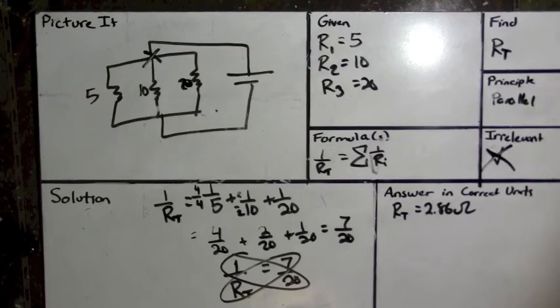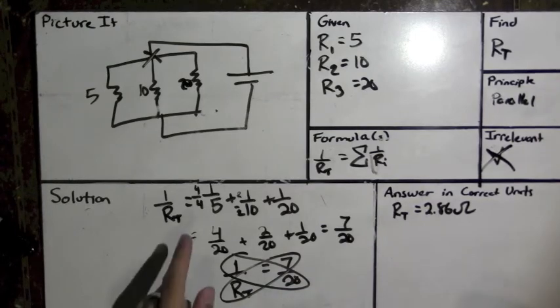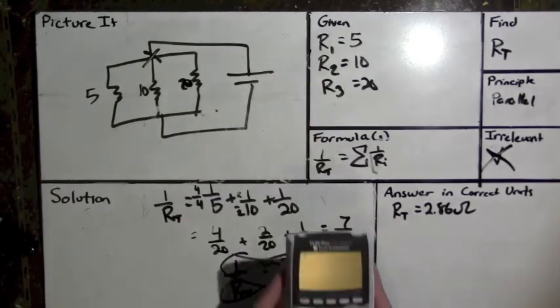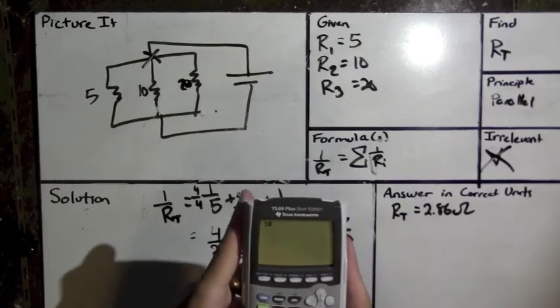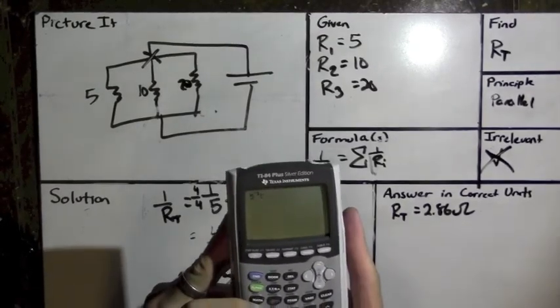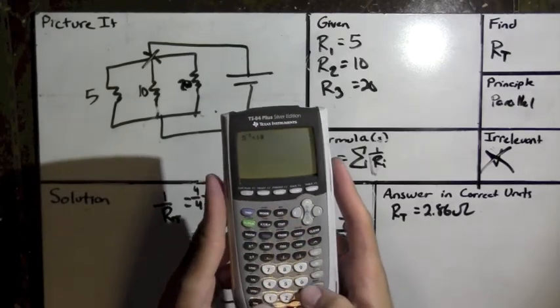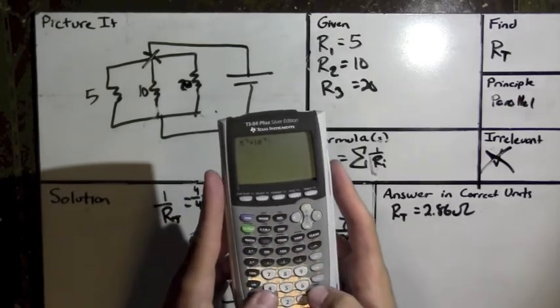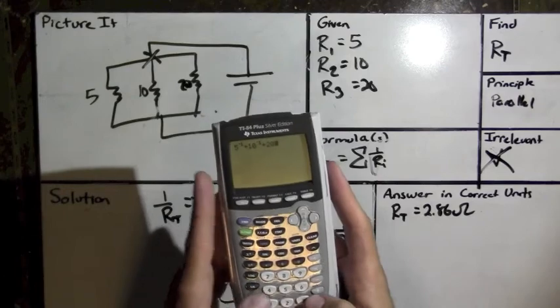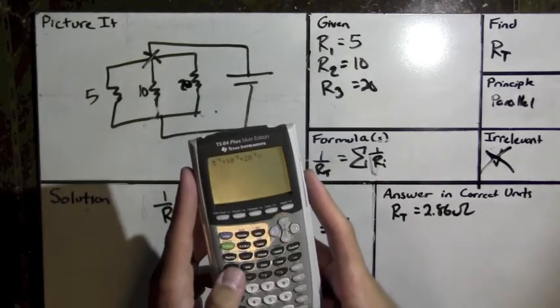You can take your calculator and you can say, okay, these are my values. I have 5, and then I hit the x to the minus 1 key, which is right here. And then you say, okay, 5 x to the minus 1 plus 10 x to the minus 1 plus 20 x to the minus 1, and then I hit enter.